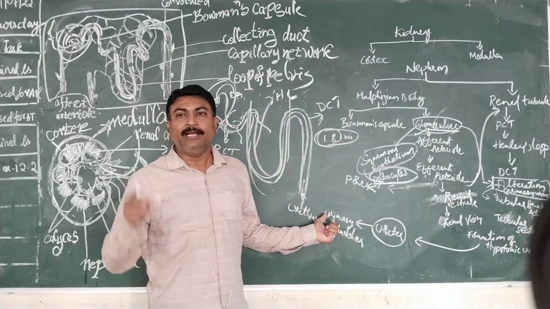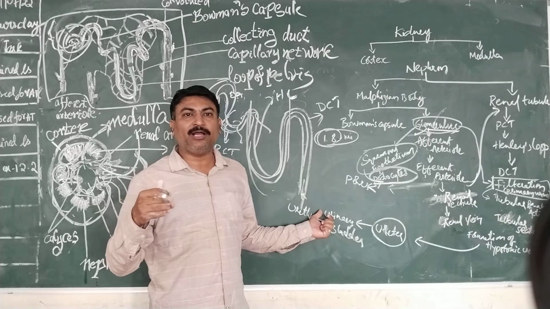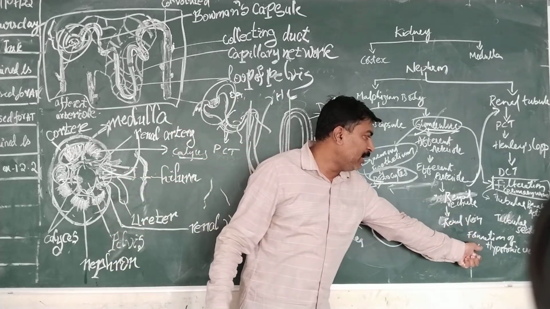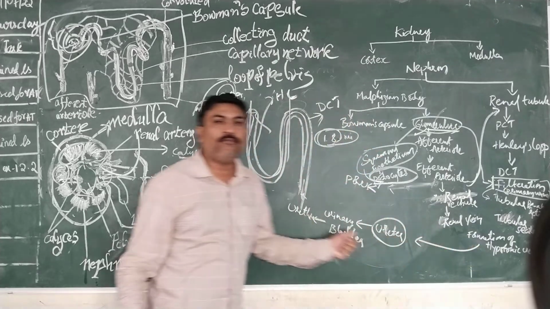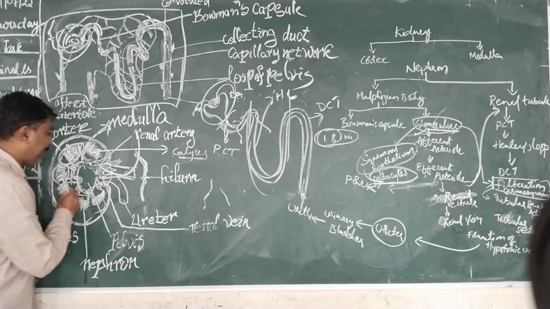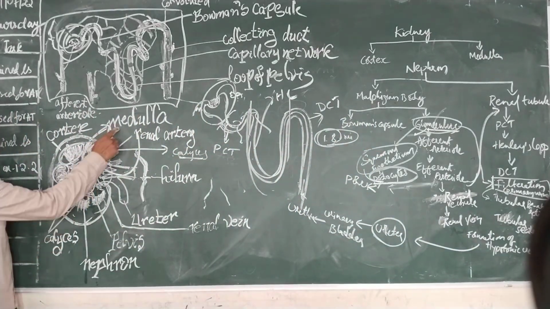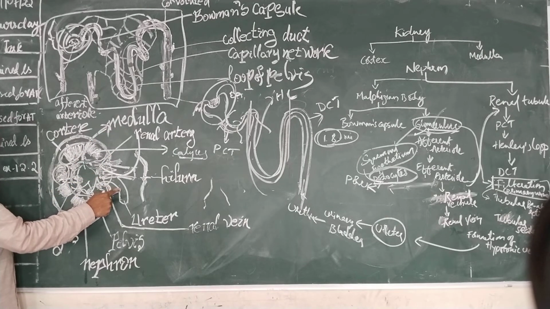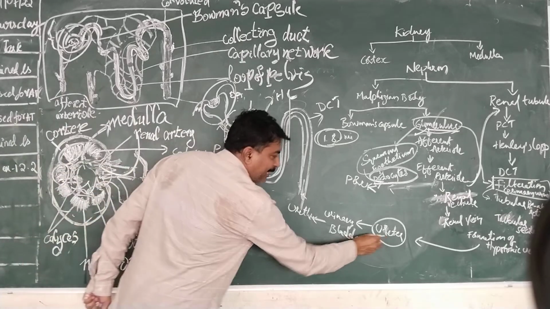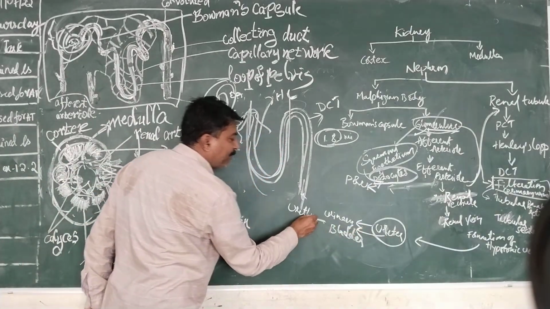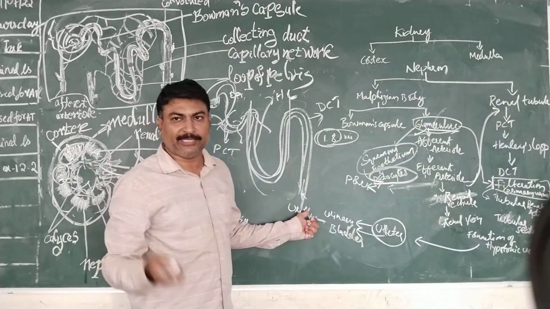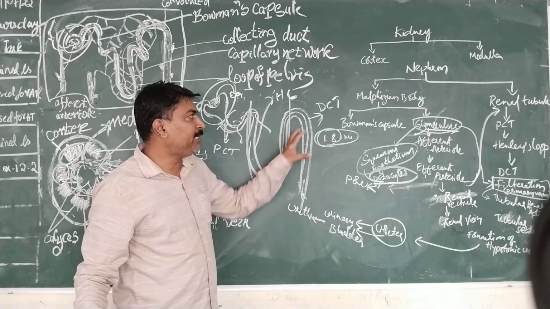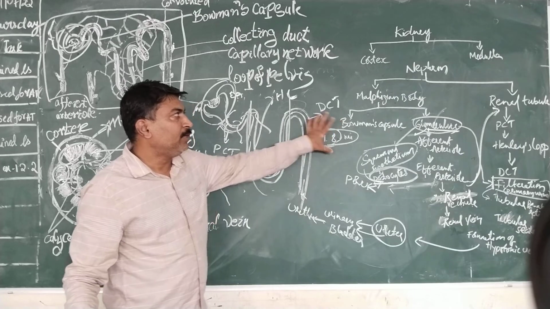Tubular secretion means the rest of the portion, the urine that is formed, which we call hypotonic urine, will be formed and it will be entering this portion called the medulla. From the medulla it will be collected by the ureter. From the ureter it will be collected by the urinary bladder, and from the urinary bladder it will be sent out through the urethra. This is the entire structure of the nephron.